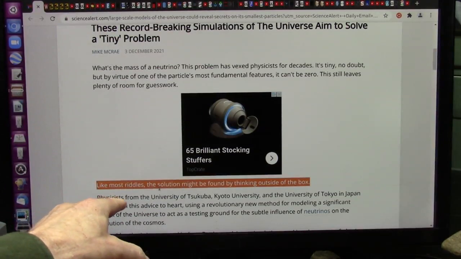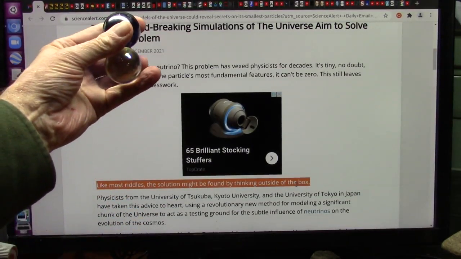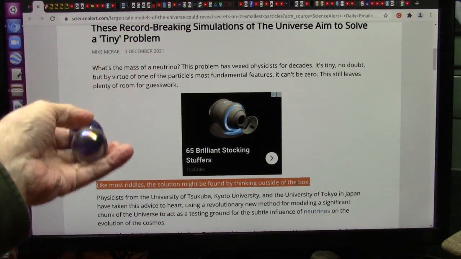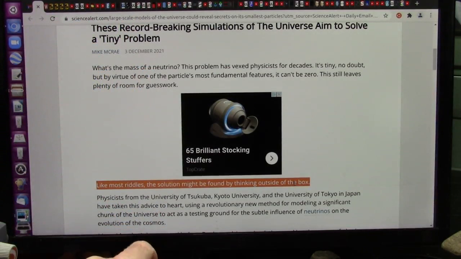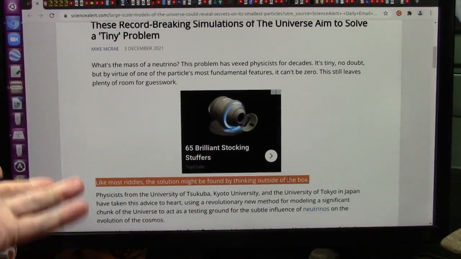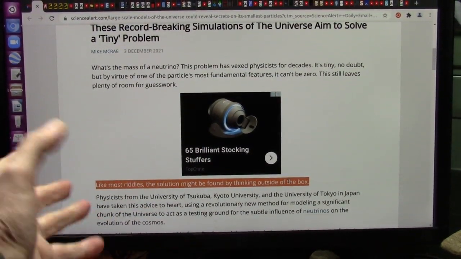Like most riddles, a solution might be found by thinking outside of the box. That's an electron. The two of them together make one, what we would consider an electron. An electron is 0.0000585 atomic mass units. I believe it's that. It's very, very tiny, but it has an energetic value. It has an impact. So let's discuss this.